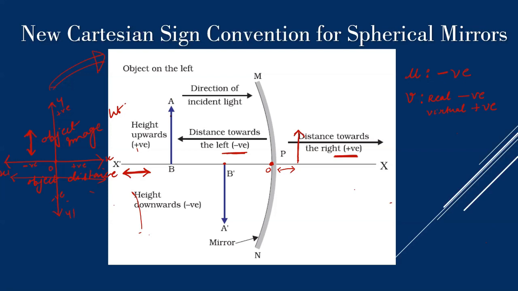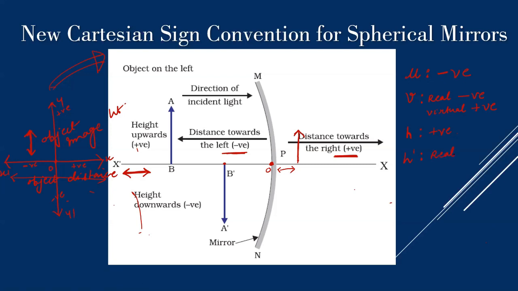Now, as far as heights are concerned, the object is always erect. If you observe this AB object, it is always kept erect in front of the mirror. We don't keep an object inverted. So object height, that means your h or h1 in other textbooks, is always going to be positive. Why? Because it is kept erect.